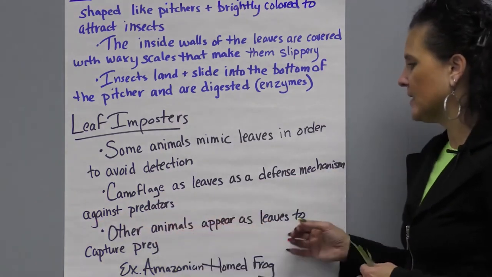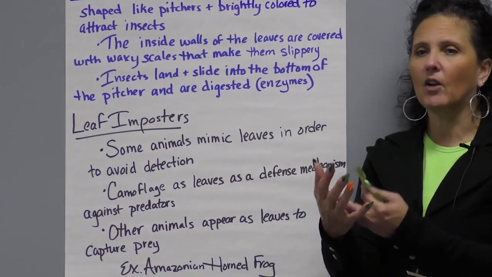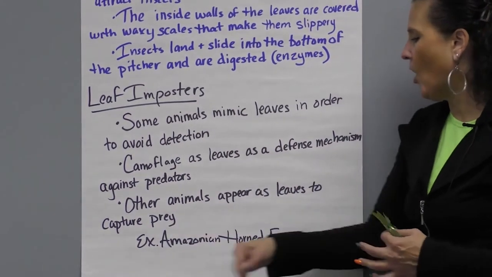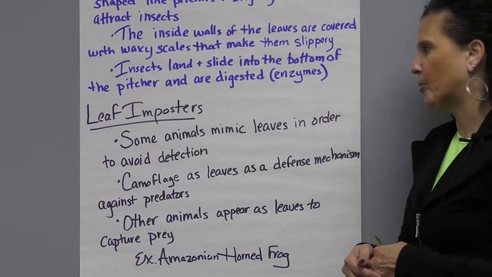Other animals might appear as leaves to capture prey, which would be the opposite. They look like a leaf and a little animal lands on it and then they get their prey. An example of that are Amazonian horn frogs. They look like leaves to capture prey.